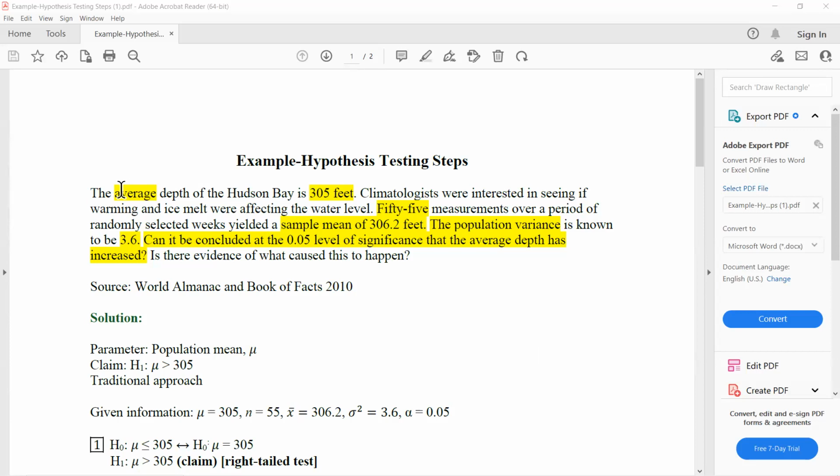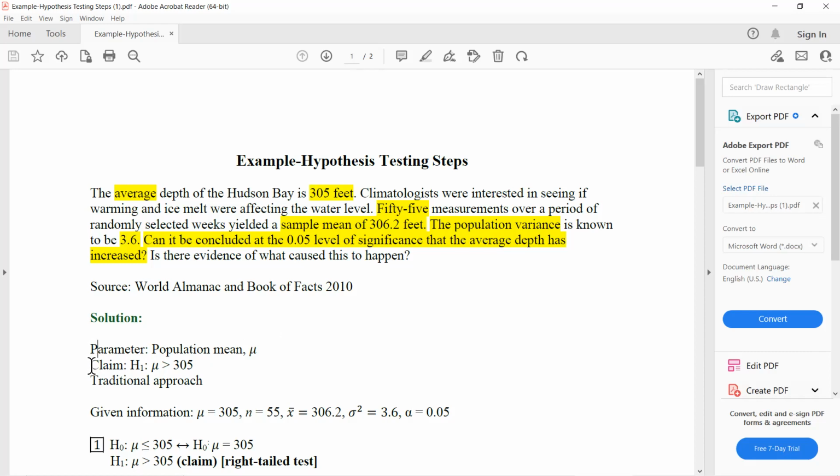So the average depth of Hudson Bay is 305 feet. So the first thing you're going to do, you don't have to write out the problem. I did just for clarity. You do have to write these first three things down here. So we're testing the population mean mu. So you do need to write parameter, population mean mu. You do need to write that. Okay. And you do need to write the 2 lines below that.